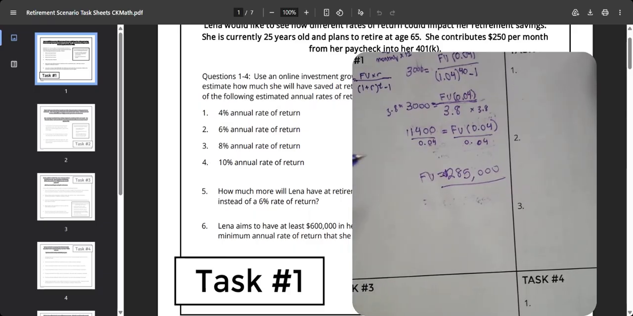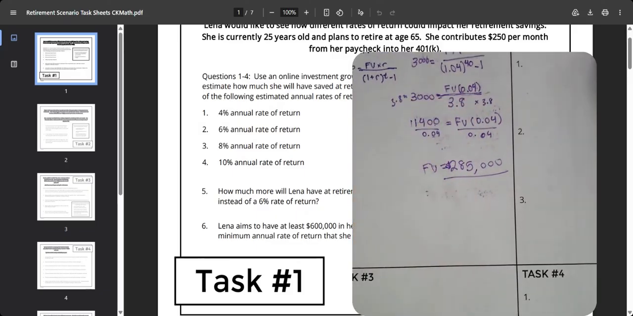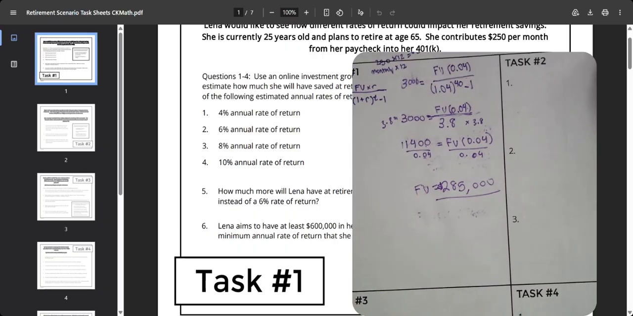And then for the 6%, the 8%, the 10%, same thing. If you want to use an online investment growth calculator, you're free to do so. Some students found that that was more difficult, and that's why I wanted to teach this to you. But if that's easier for you, do that. That's fine.